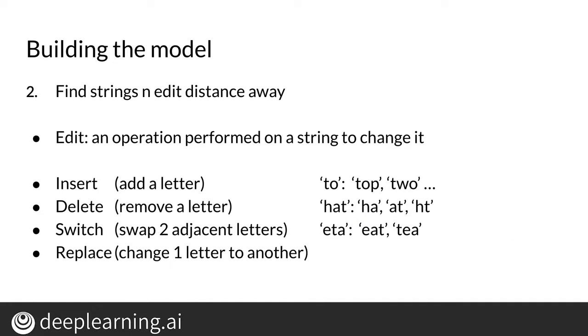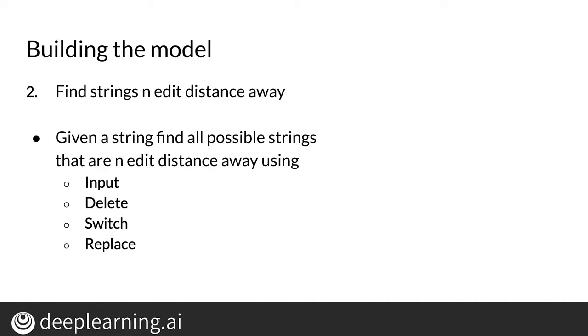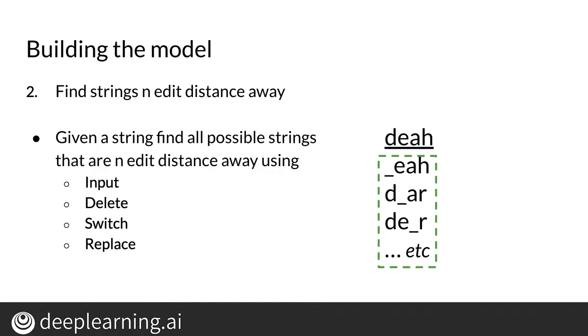A replace edit changes 1 letter to another. For example, the word "jaw". Change W to R and you get "jar", or change J to P and you get "paw". So using the 4 edits, insert, delete, switch, and replace, you can modify any string. And by combining these edits, you can find a list of all possible strings that are n edits away. For autocorrect, n is usually 1 to 3 edits. You will implement each of these edits in this week's programming exercise, and combine edits to get a list of 2 edit distances from the original input string.